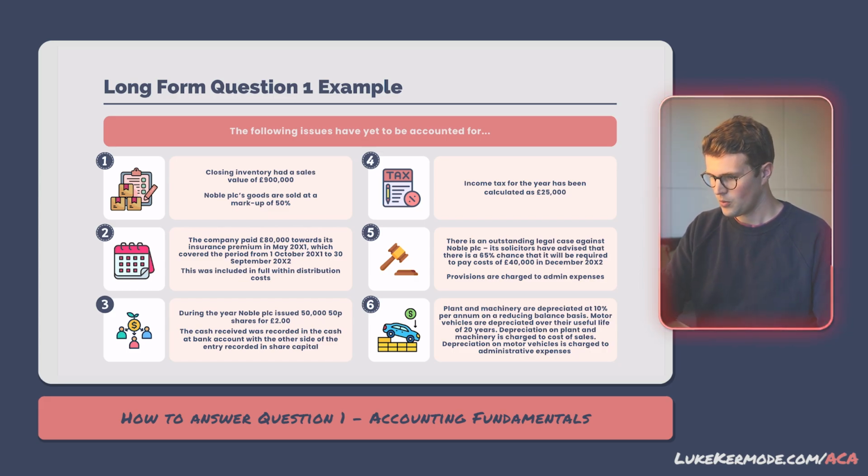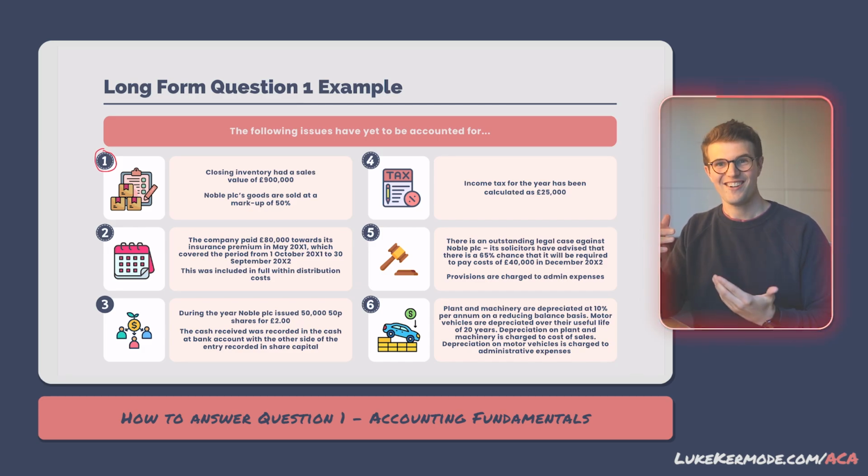Issue 1, we're told that closing inventory has a sales value of 900,000 and that Noble PLC applies a 50% markup to its goods. We know that inventory in the financial statements must be recorded at cost, not sales value, so we're going to need to strip out the markup to calculate the correct inventory value.